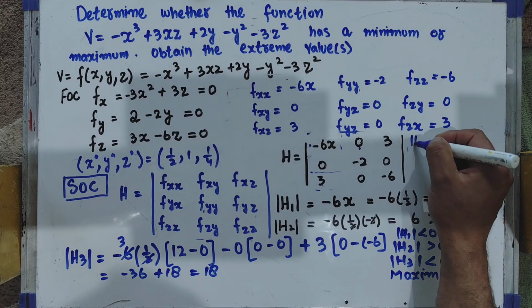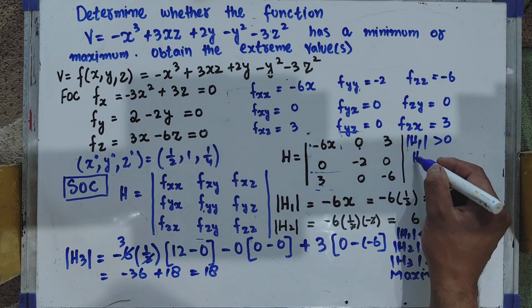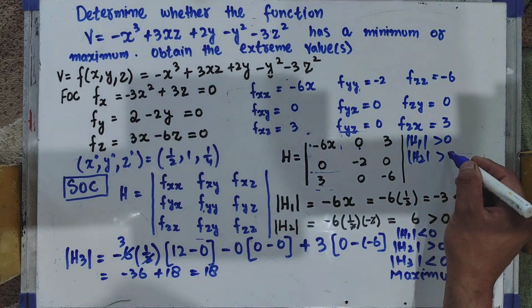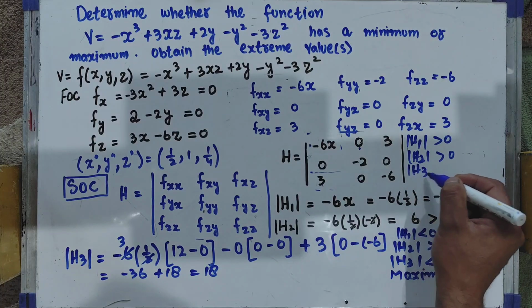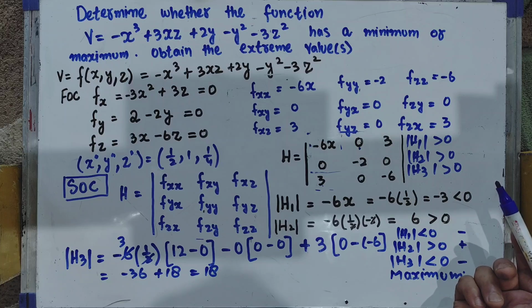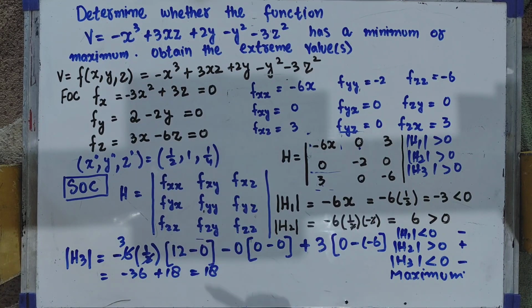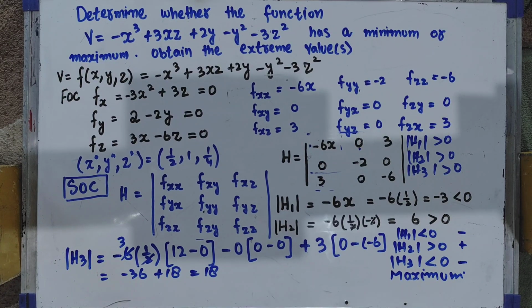If all are positive, which is not the case here, then we get a sufficient condition for minimum. So in this case, x, y, z, where x is equal to 1 upon 2, y is 1 and z is 1 upon 4, satisfy the second order condition for maximum. Why? Because the principal minors of the Hessian matrix alternate their signs.